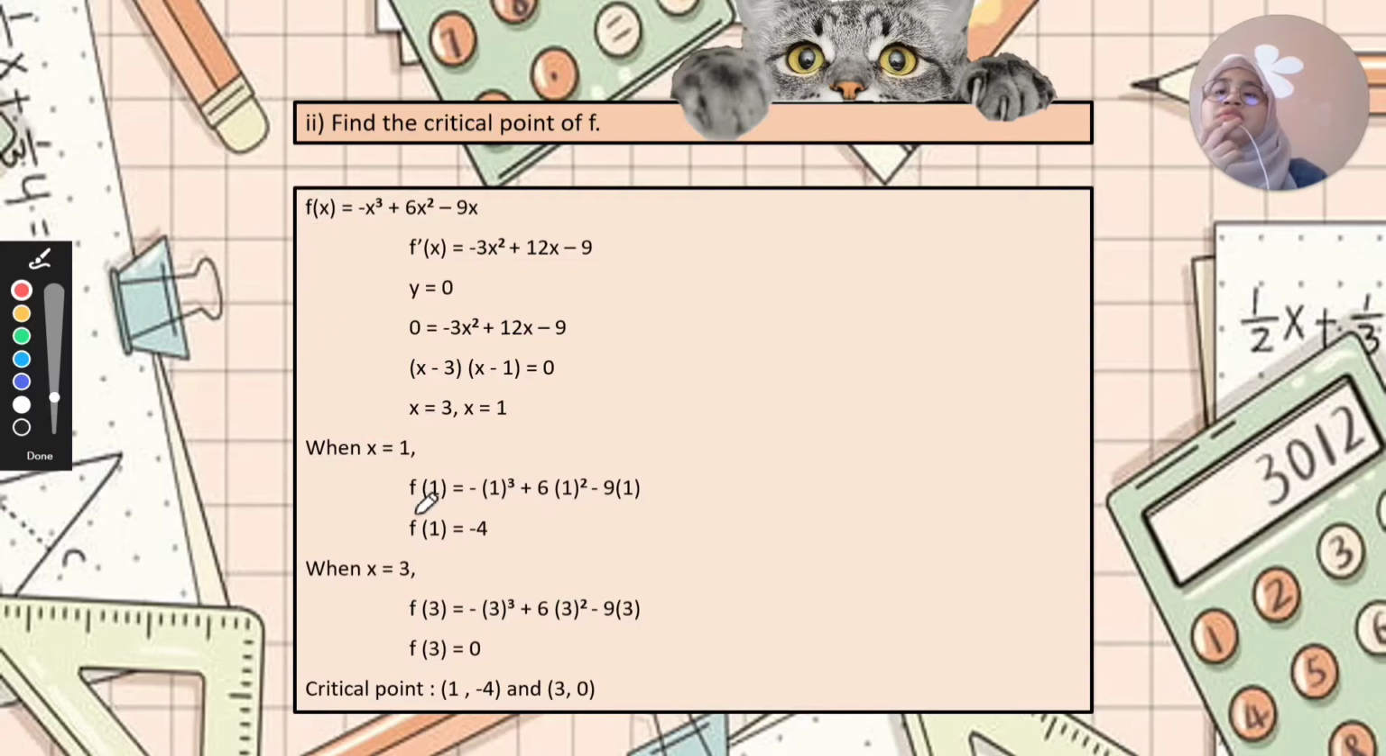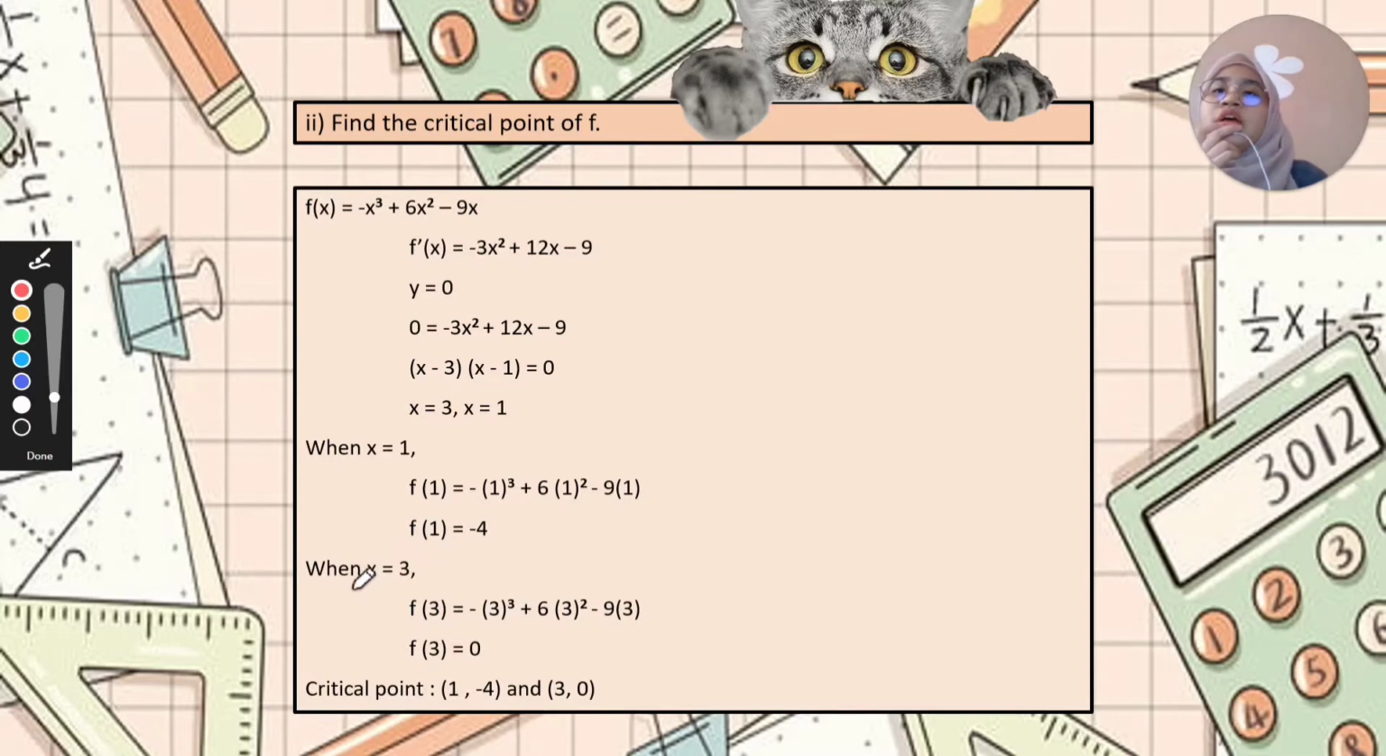So next step, we replace x equals 1 into this f(x) equation back, and you'll get it like this. f(1) equals negative 1 cubed plus 6 times 1 squared minus 9 times 1, and then you will get f(1) equals negative 4.